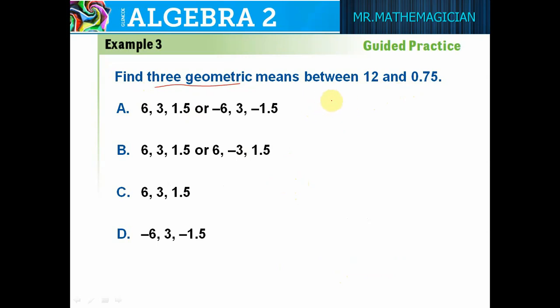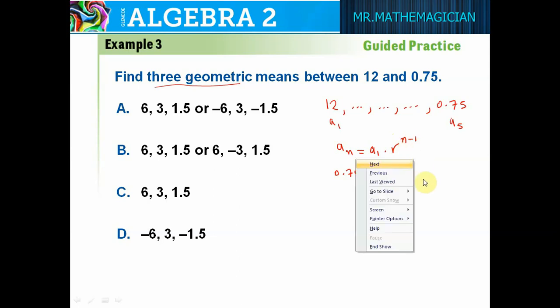So as I told you, this is 12. We have a term, another term, finally 0.75. So this will be a1, a2, a3, a4, and this is a5. So we all know that an equals a1 times r to the n minus 1. If we consider this one as a5, so 0.75 equals a1, which is 12, times r, which is unknown, to the power of, in this case, n minus 1, which will be 5 minus 1.